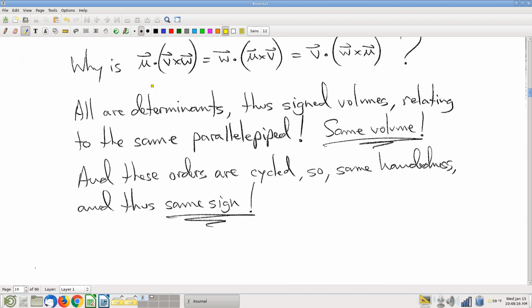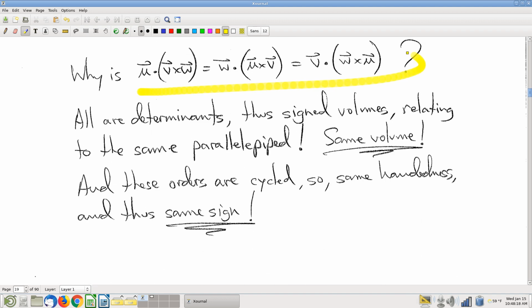Okay. Next question. What's the deal with this one? Now, again, you can crank out the algebra, and it's indisputably the case that these formulas, when you crank, are the same formulas, all the same 6 terms, and this is clearly true. But why should it be true? Where's the satisfaction? Satisfaction is as follows. These are 3 triple products. Triple products are determinants.